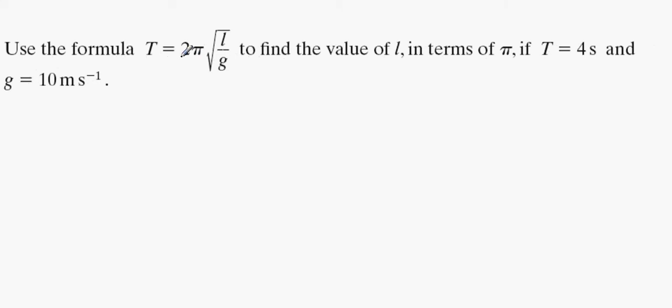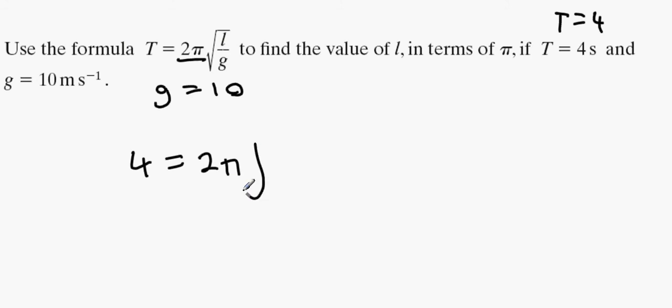Use the formula T equals 2 pi multiplied by the square root of L divided by g, where L is length and g is gravity. Find the value of L in terms of pi if T equals 4, not 4s, but 4 seconds, so T equals 4, and g equals 10. So what I'll do here is we can write down T is 4, 2 pi is still 2 pi, root L, we don't know what L is, keep it as L, and g is 10.